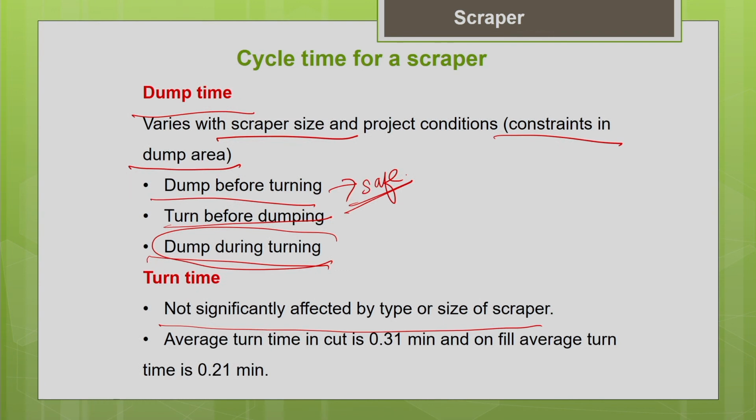So you can see that the average turn time in the cut is 0.31 minute, but on the fill the average turn time is 0.21 minute. So slightly the turn time in the cut is greater. Based on studies, researchers have determined these values. We can make use of these values for our estimation of the cycle time and the productivity of the scraper.